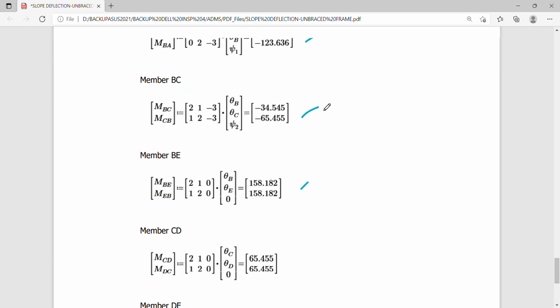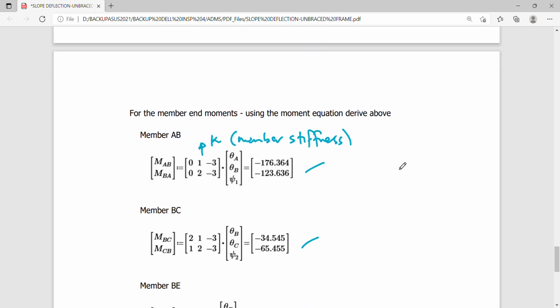So for the sign convention, just take note that a negative sign here indicates a counterclockwise moment. Counterclockwise moment is a negative sign. Okay, so a clockwise moment is a positive sign. So if I plot the sign here, if you remember AB, this is now a negative 176, so it must be a counterclockwise moment like this. Okay, so this is actually behaving in this manner.